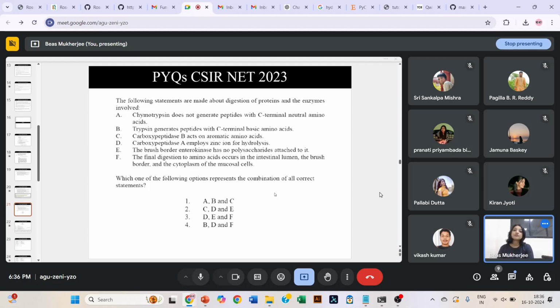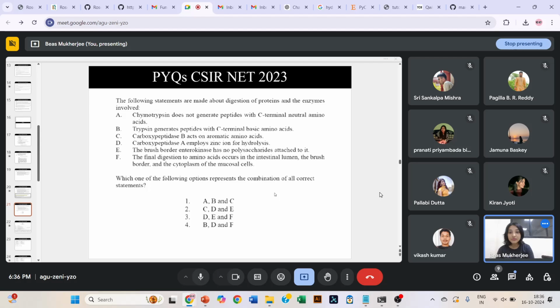Okay. Now you have to remember where trypsin cleaves, whether it is the C-terminal of basic amino acids, or the N-terminal of basic amino acids. Okay. Right. Carboxypeptidase B acts on aromatic amino acids. We talked about carboxypeptidase B just now. So you know which is not correct.